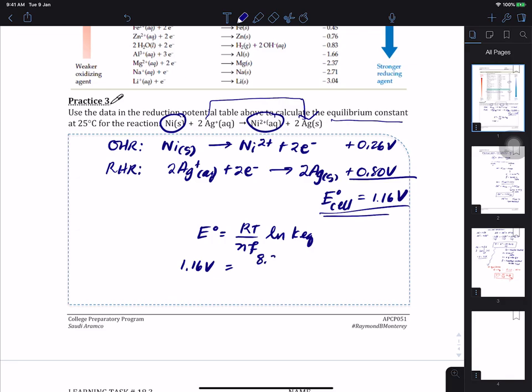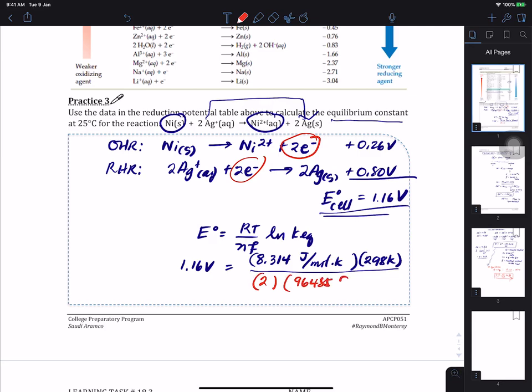Our R is 8.314, that's joules per mole Kelvin. Under standard conditions, that would be 298 Kelvin. Over here, it's important to note that 2 electrons are involved in the transfer. Okay, the reaction is balanced here, so that's 2 electrons, 2 moles, and Faraday's constant is 96,485 coulombs per mole, and therefore that's your ln KQ.